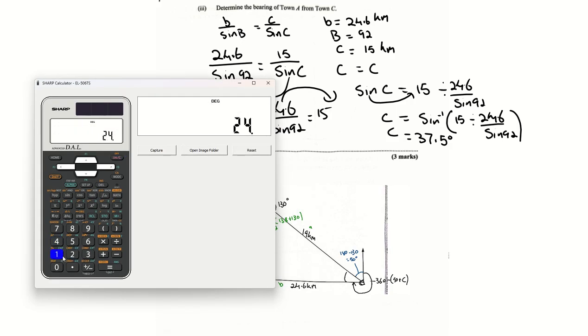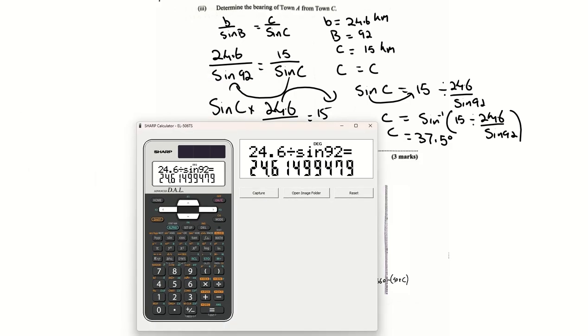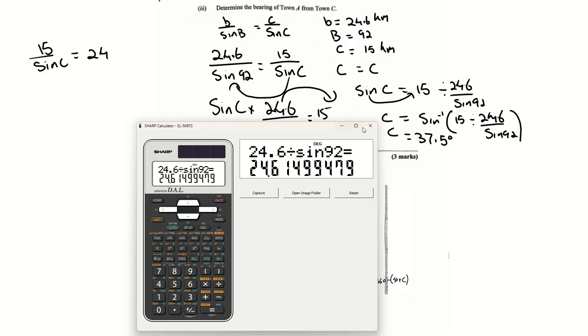we can find 24.6 divided by sine 92. That's this here. Press equal, you know it's 24.61. So 15 divided by sine C, let's write that down. 15 over sine C is equals to 24.61, I believe. Yeah, 24.61.